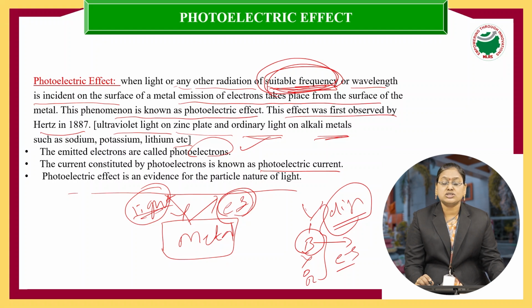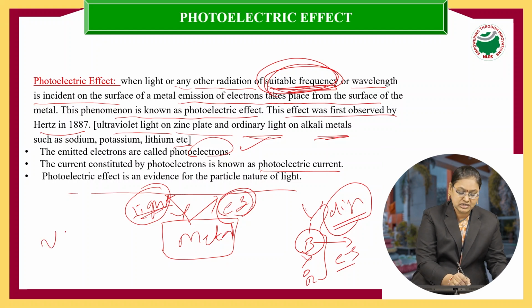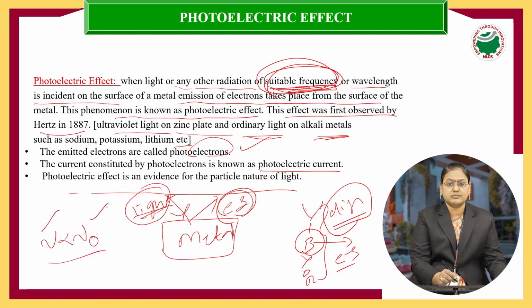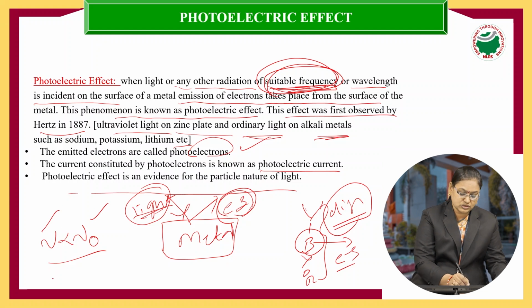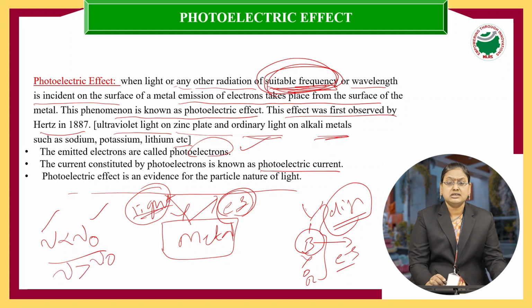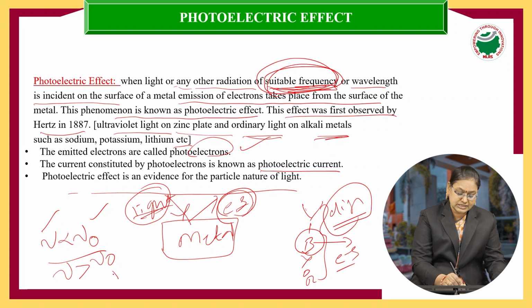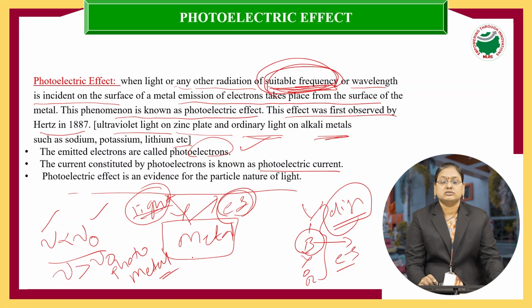Threshold frequency is represented by nu naught. If the frequency of incident light is less than threshold frequency, no photoelectric effect occurs. If the frequency of incident light is greater than threshold frequency, then the photoelectric effect occurs. Threshold frequency is also a function of the photometal used. That means threshold frequency is not the same for all metals. It will be different for different metals.